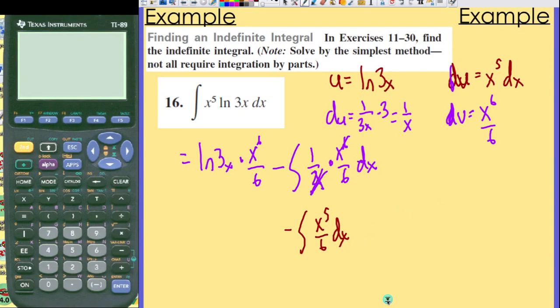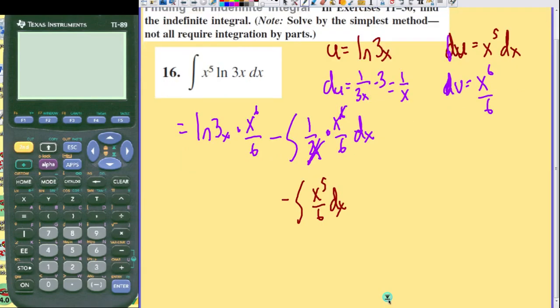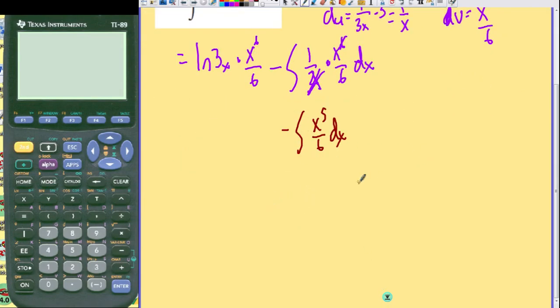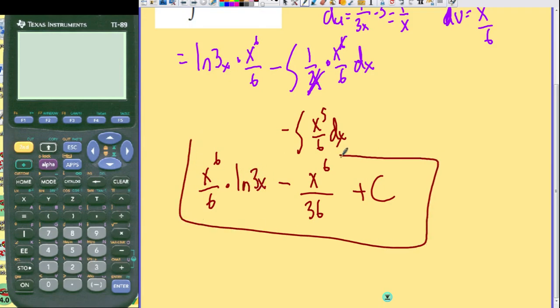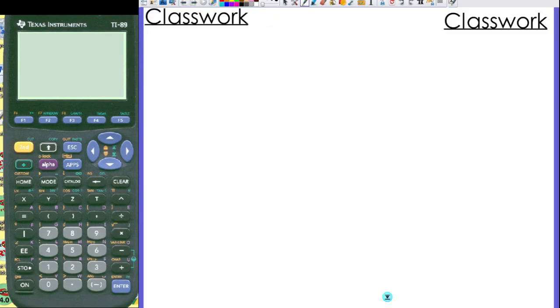And if you do some math on that one, that's going to be x to the 6 over 6 times 6, which is 36, plus c, and then it's x to the 6 over 6 times natural log of 3x. And there, that one was a little simpler. We're done.